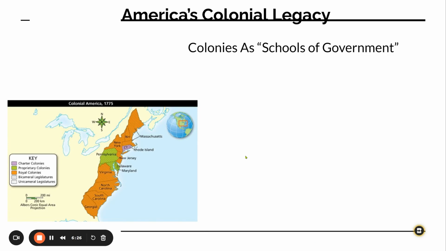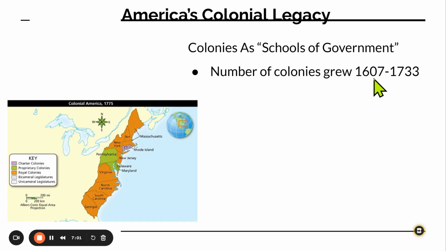So the colonists bring a lot of stuff with them. But you often will see the colonies referred to in textbooks about this era as schools of government, where the colonists learn to govern themselves. And keep in mind, we don't just have 13 colonies right off the bat. This is a gradual development.